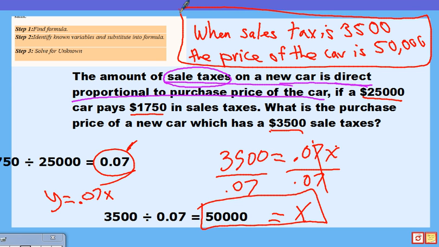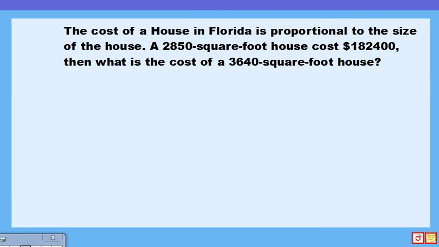Okay, we got one more problem. The cost of a house in Florida is proportionate to the size of the house. A 2,850 square foot house costs $182,400. Then what is the cost of a 3,640 square foot house? So now we need to figure out what's happening. What's proportionate to each other? The cost of a house in Florida is proportionate to the size of the house.